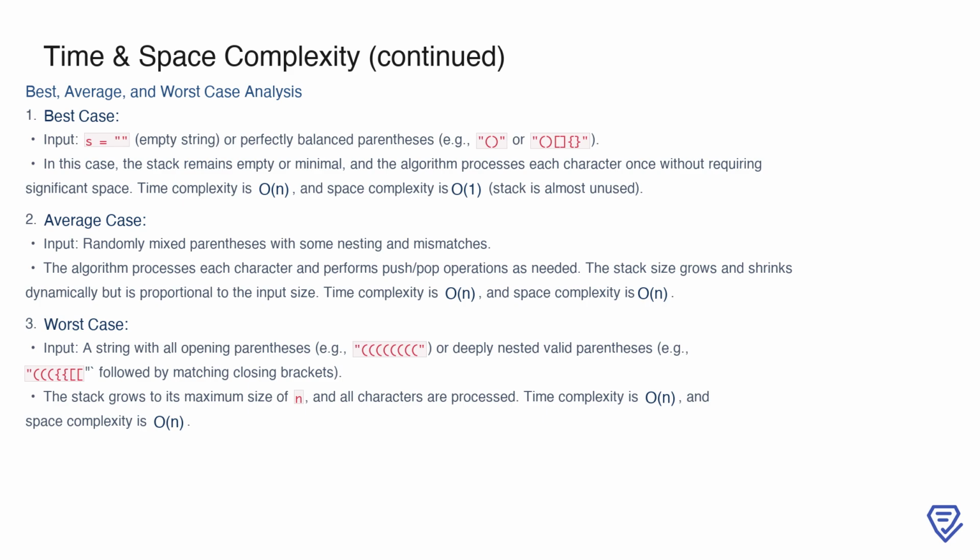In the average case, the input contains a mix of parentheses with some nesting and mismatches. The stack grows and shrinks dynamically as needed, but its size remains proportional to the input length. Time complexity remains O(n), and space complexity becomes O(n) due to the stack usage. In the worst case, the input contains only opening parentheses, like, or deeply nested valid parentheses. The stack reaches its maximum size of n, and all characters are processed. Both time and space complexities are O(n) in this case.